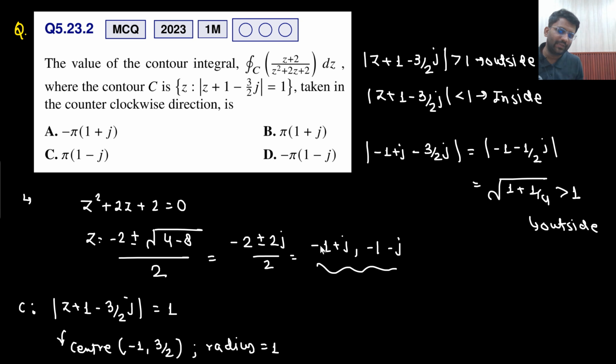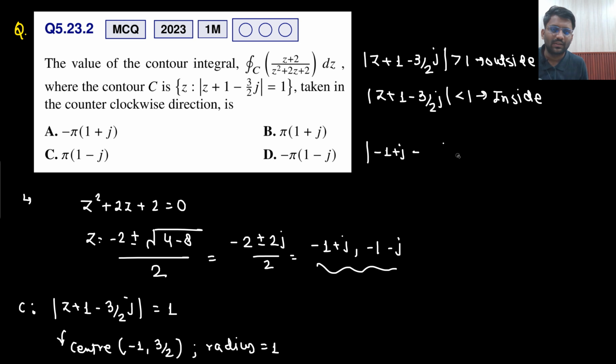Say yes or no. I simply put this point, minus 1 plus j, here. In place of z I need to put minus 1 plus j, then plus 1 is also there. Minus 3 by 2j, right? So minus minus is getting cancelled out, and this is coming out to be minus 1 by 2j.